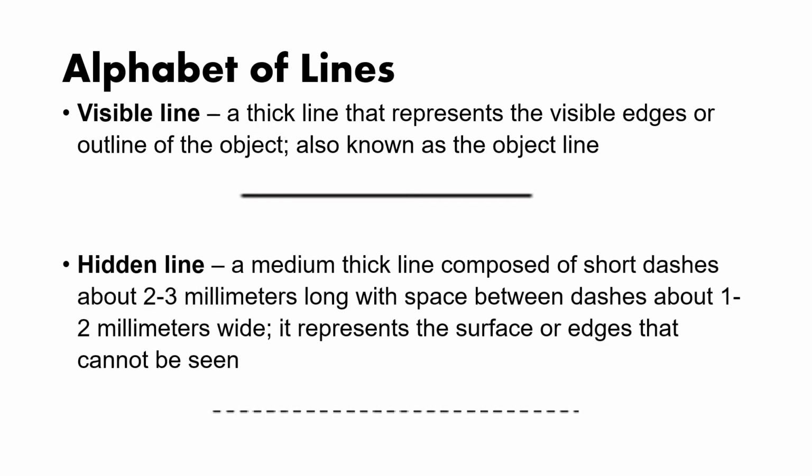Hidden line is a medium thick line composed of short dashes, about 2 to 3 millimeters long, with space between dashes about 1 to 2 millimeters wide. It represents the surface or edges that cannot be seen.